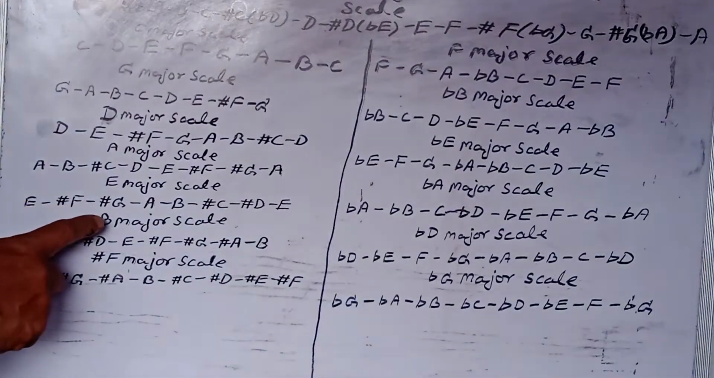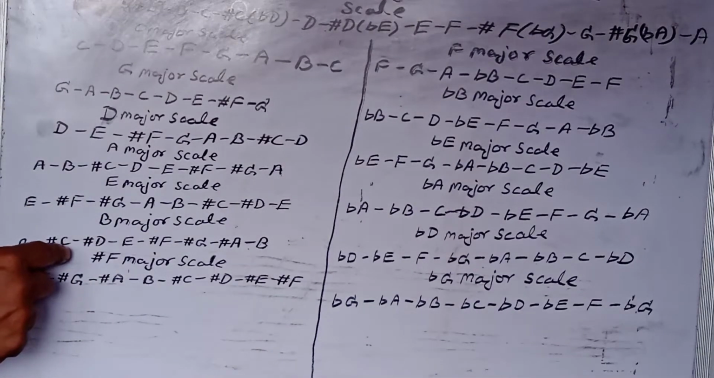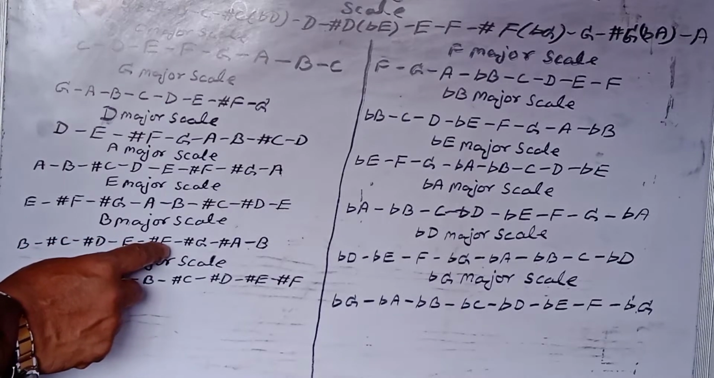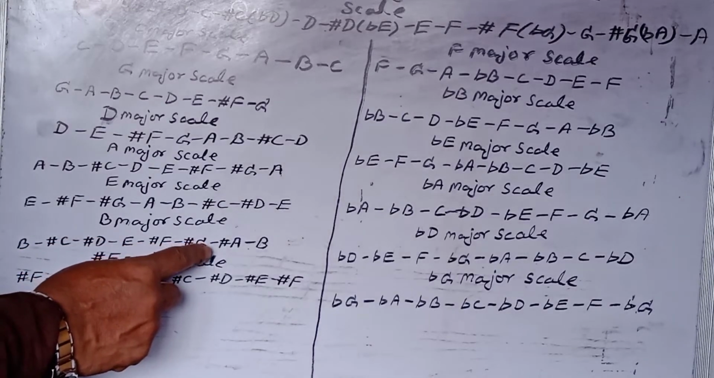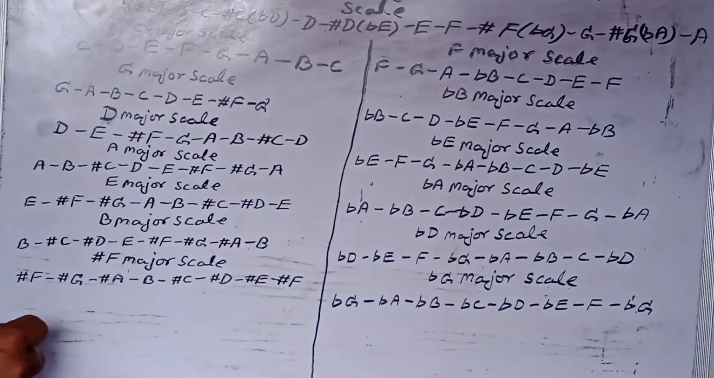Now in the case of the B major scale, the root note is B, a tone will be C sharp, then a tone to D sharp, semitone E, tone F sharp, tone G sharp, then a tone to A sharp, then a semitone to B.